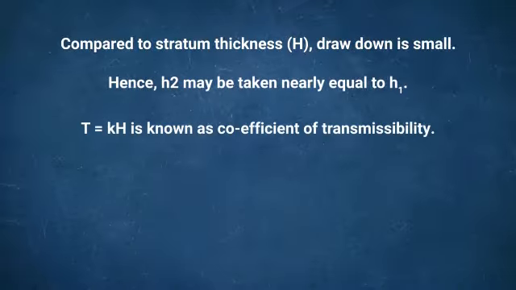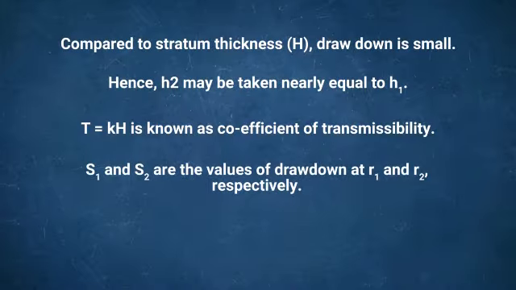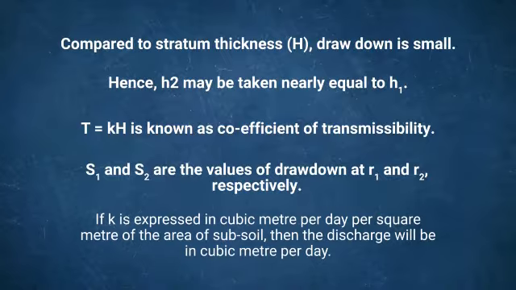So T is equal to K capital H, known as the coefficient of transmissibility. S1 and S2 are the values of drawdown at R1 and R2 respectively. If K is expressed in cubic meter per day per square meter of the area of subsoil, then the discharge will be in cubic meter per day.